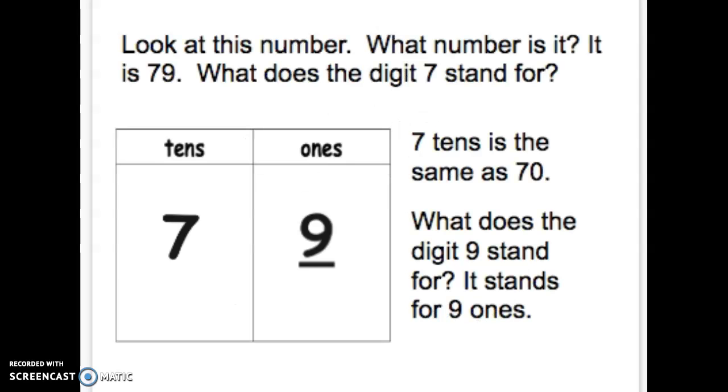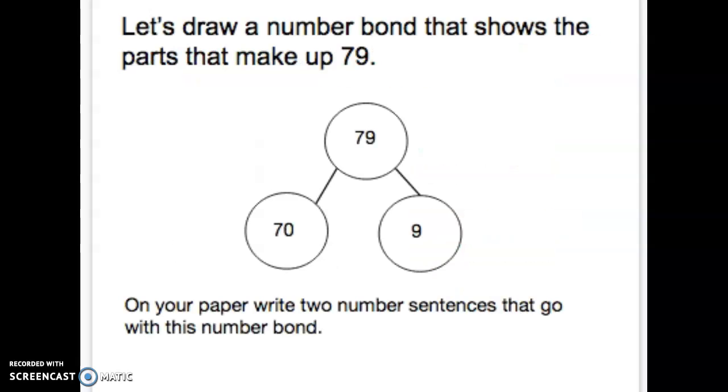Look at this number. This is the number 79. What does the digit 7 stand for? Since the 7 is in the tens place, it is the same thing as 7 tens or 70. The 9 in the ones place stands for 9 ones. Let's draw a number bond that shows the parts that make up 79. 79 is our total or our whole, and it is made of the two parts of 70 and 9.